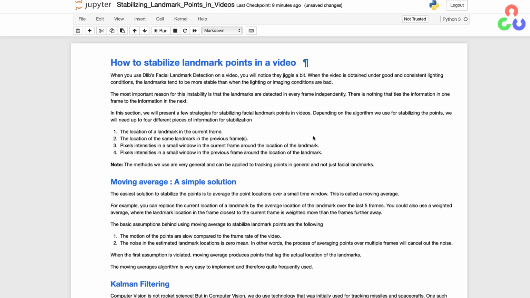Hello everybody. In this video, we will cover the notebook for stabilizing facial landmarks. Now, if you use facial landmark detection on a single image, it looks fine.